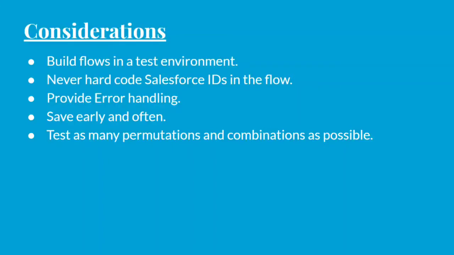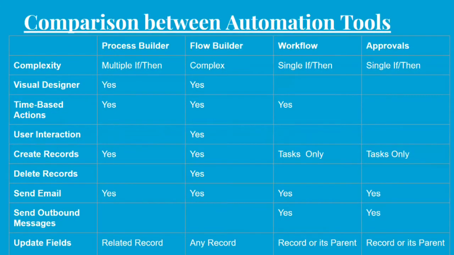a flow. So now what we have here is a comparison between the different automation tools which we have learned so far: process builder, flow builder, workflow, and approvals. Here you can see there are different criteria based on which the comparison can be done, and then you can decide what could be the best automation tool for this particular scenario or use case.